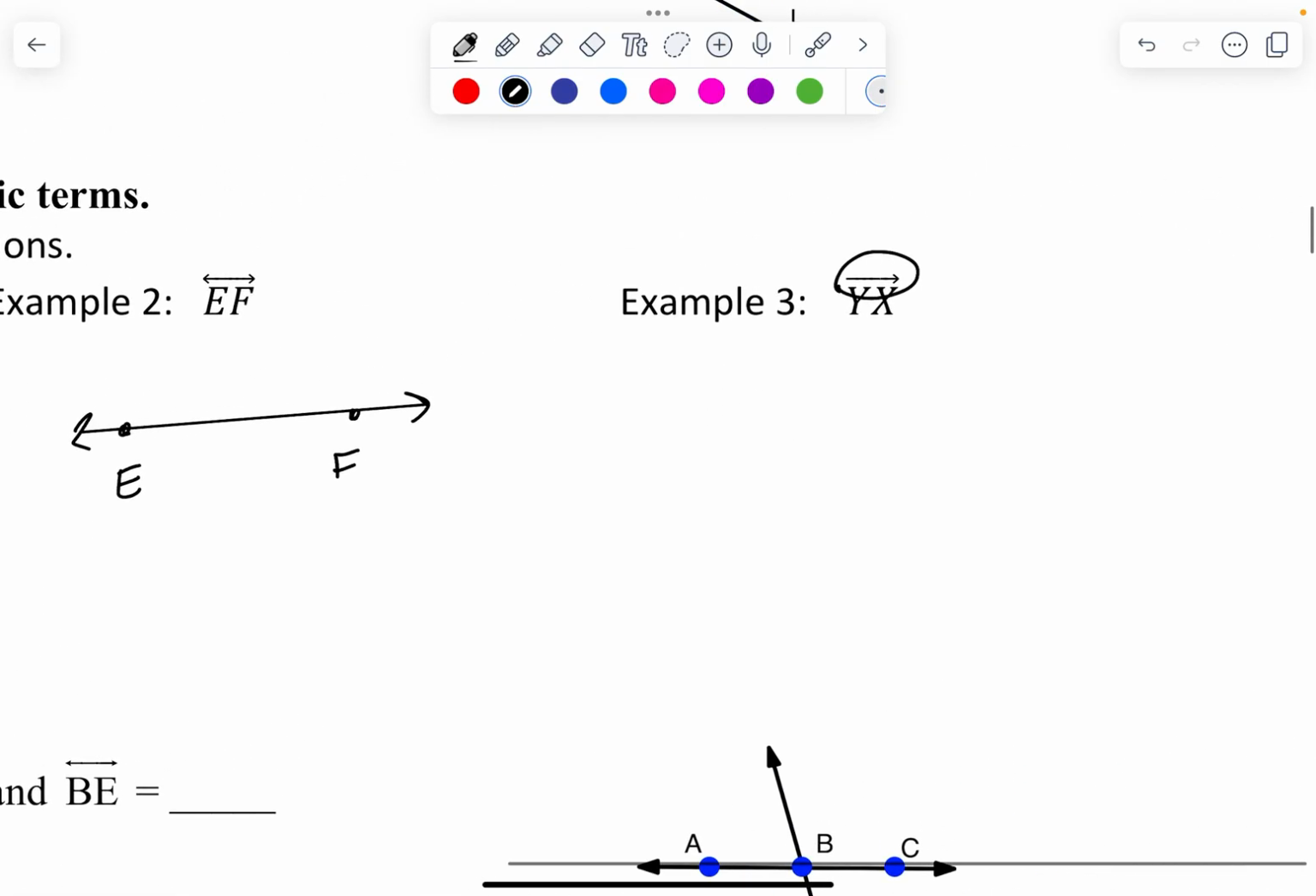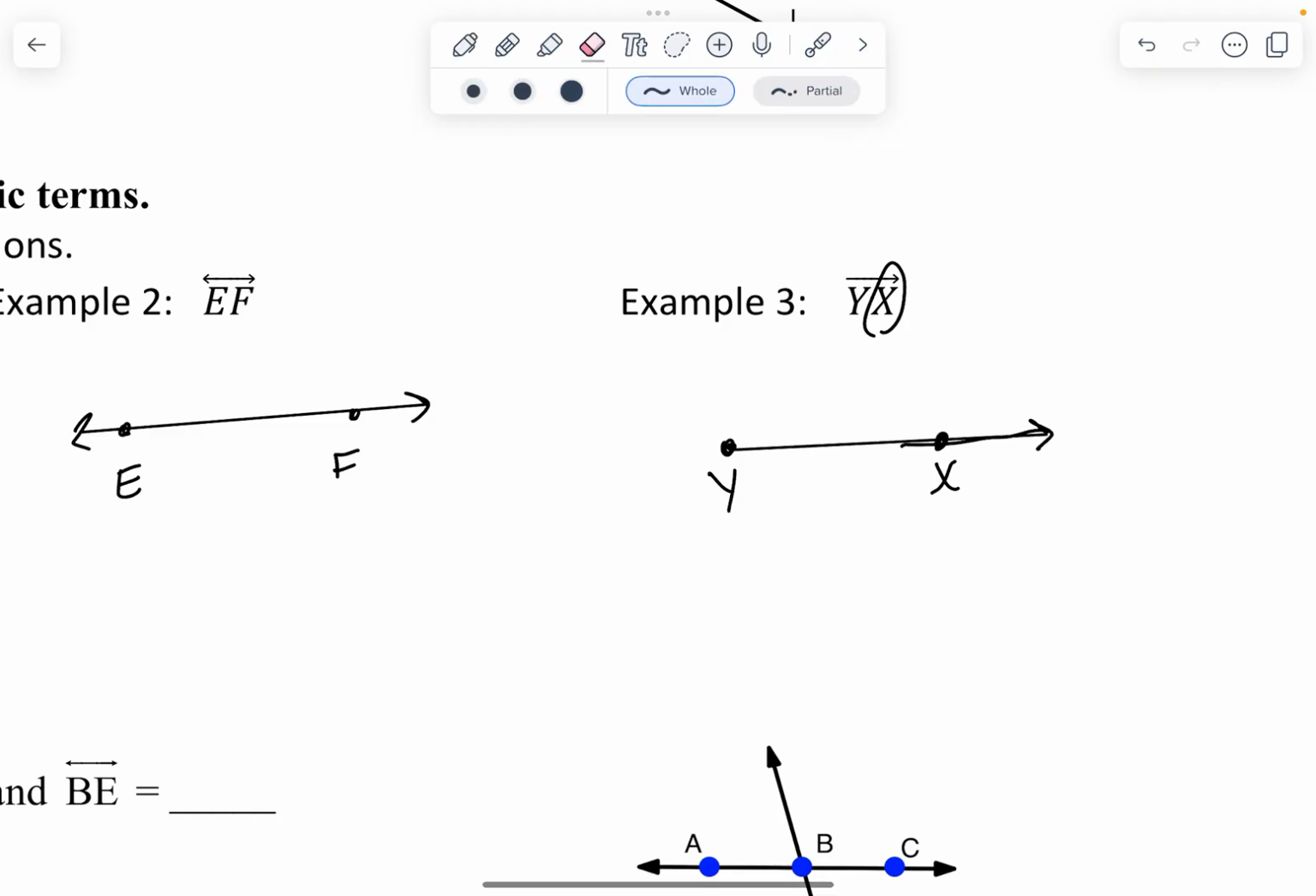This one is a ray, looking at the symbol up above. So I'm going to have one endpoint, and it goes off in the other direction. This time order does matter because it's going through X. So X is the one that I want to have it continue to go through, and Y is going to be the endpoint.